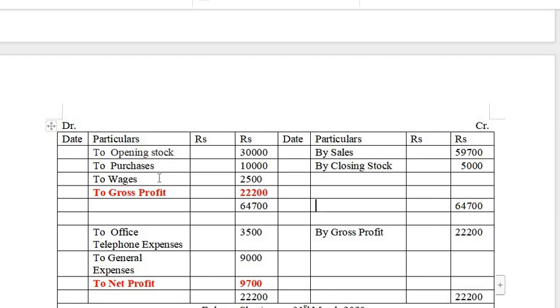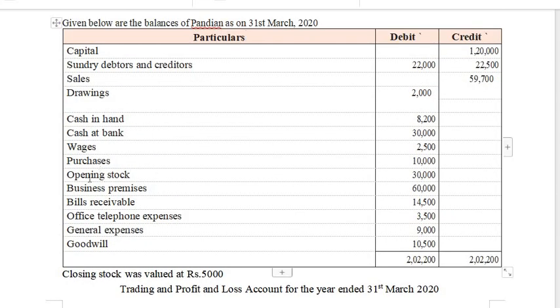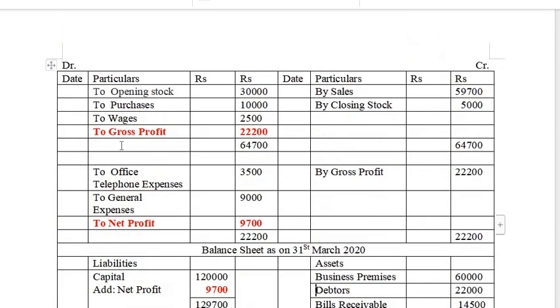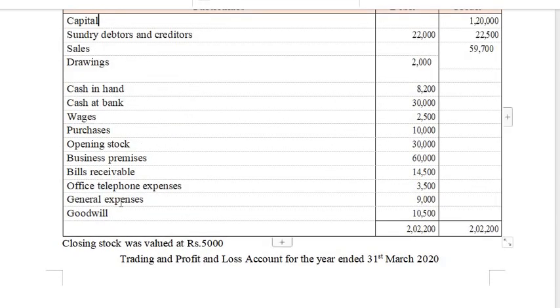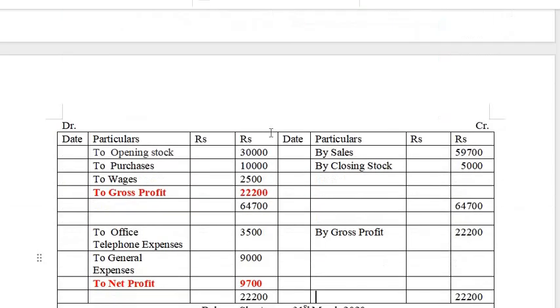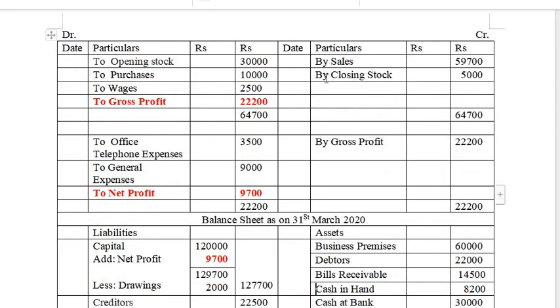Then what are the direct expenses given in the question? Here the only direct expense given is wages. So I am going to write wages in the trading account, to wages. Then on the credit side or right hand side, the mandatory income in the trading account is by sales. The sales value is given as 59,700. Before writing the amount in the outer column, you have to see whether any sales return or return inward is given. No. So that's why I'm writing by sales 59,700. Then the closing stock is given in the adjustment, that I mentioned here.